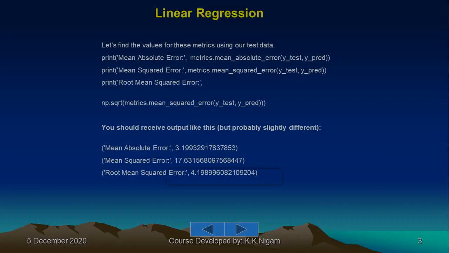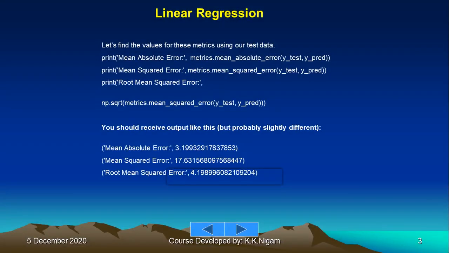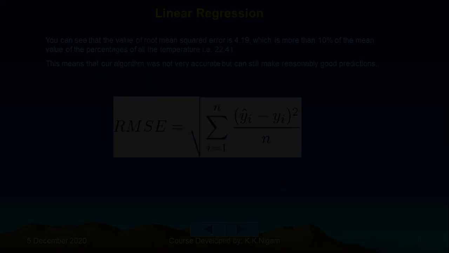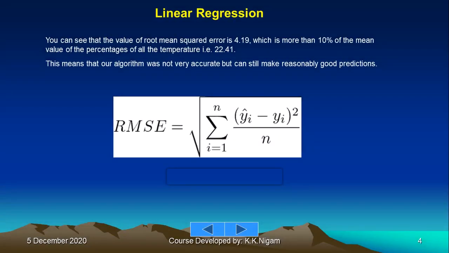So if you go back and see, the 4.19 is a bigger figure, which is more than 10%. This means that our algorithm was not very accurate. And it happens. That is why you go for iterations. After all, it is a forecast, it is a prediction, so you may or may not be correct. If it is not correct and you are not satisfied, you have to go further. We'll discuss that also. This means that our algorithm was not very accurate, but can still make reasonably good predictions, right?